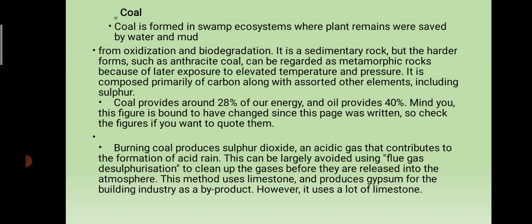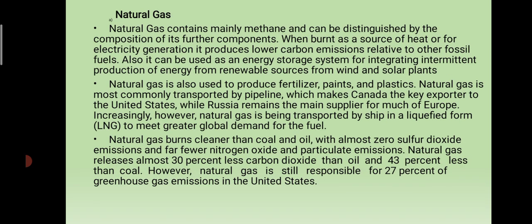Coal provides around 28% of our energy, with oil providing 40%. Mind you, figures change over time, so check the figures if you want to quote them. That means the amount and the production have to be matched. In the burning of coal, sulfur dioxide, an acidic gas, contributes to the formation of acid rain. This can be largely avoided using flue gas desulfurization to clean up gases before they are released into the atmosphere. This method uses limestone and produces gypsum as a byproduct for the building industry. However, it uses a lot of limestone.